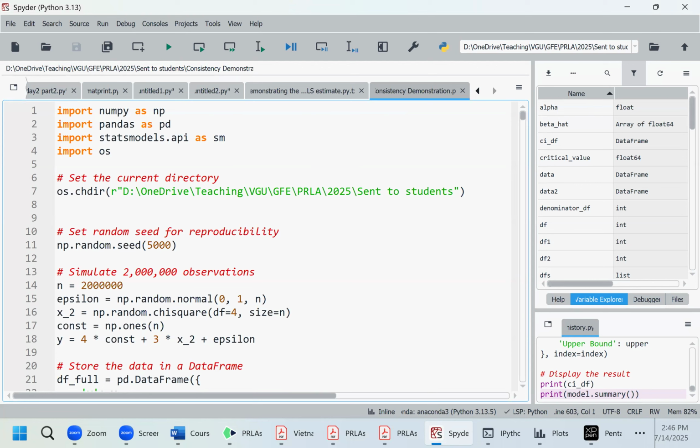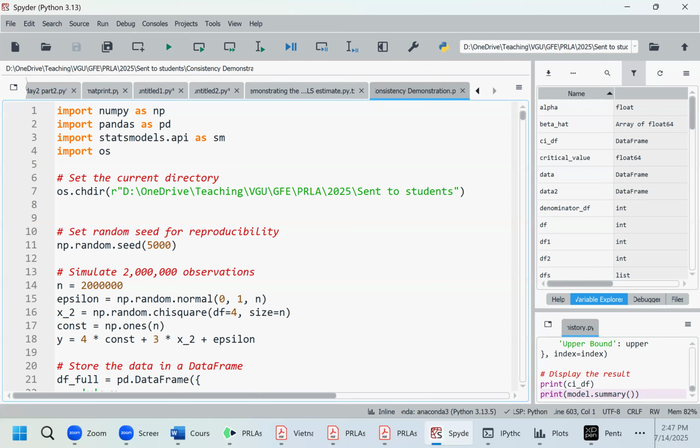Rồi, bước 1 là gì? Simulate 2 million. Ở đây thầy lấy 2 million observation thôi cho nó dễ, được không? 2 million observation là epsilon. Thầy đặt n bằng 2 triệu. Epsilon chính là cái epsilon ta hay nói. Thầy dùng library np.random.normal, mean bằng 0, variance bằng 1, size là n dòng.